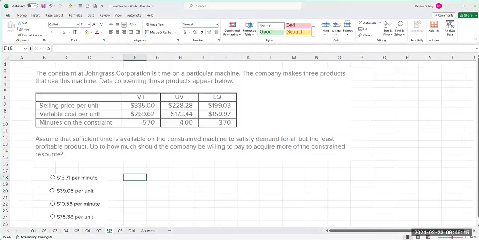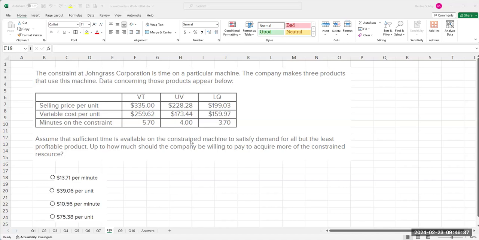Okay, question 8. The constraint at John Grass Corporation is time on a particular machine. The company makes 3 products that use this machine. Data concerning those products appear below.